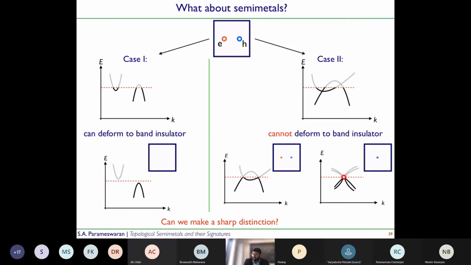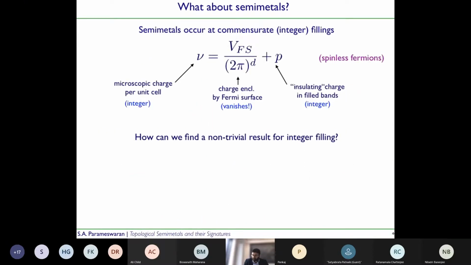And there can be an example in which I can deform this all I like, but I can never get rid of the fact that at least there's a nodal point on the Fermi surface. So I want to ask, is this boundary real? Is there really something that tells me these two things are different? And in a limited set of cases, there is.